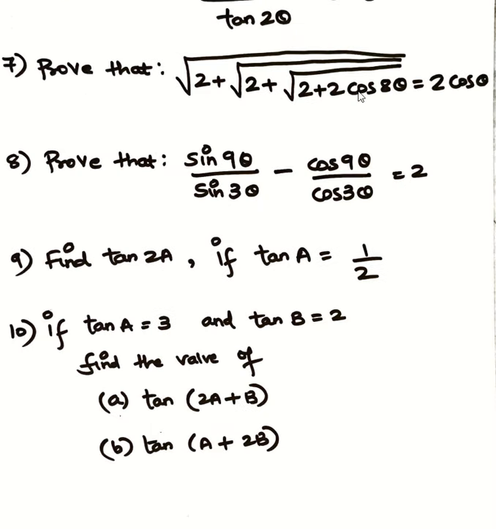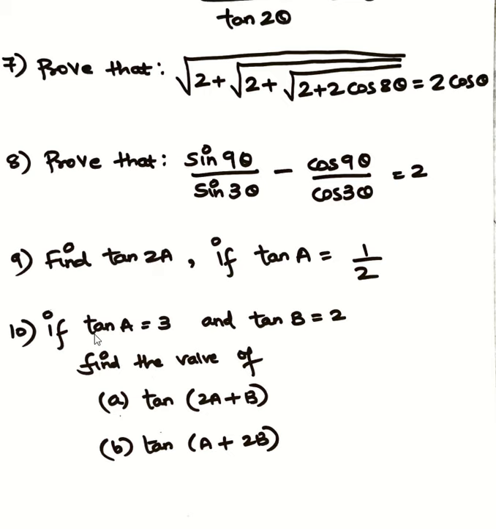Then I think this is similar only, you start from this root. Start from here, try to remove this root, then again here, solve, try to remove this root, again here, solve, and obviously you have to remove the last root also, then only you will get this answer. Then question number 8, prove that. Again it is the same: sine of 9 theta upon sine 3 theta minus cos of 9 theta upon cos theta equal to 2, cross multiplication and everything. Then find tan 2a if tan a is equal to 1 upon 2. Obviously if you know the formula for tan of 2a, it is easy.